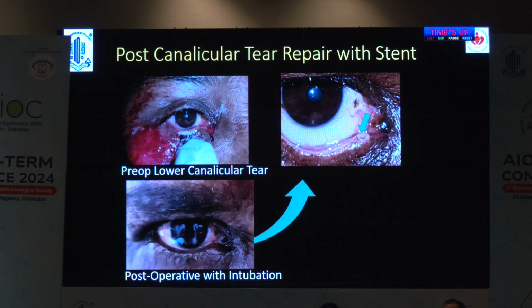So this is a post-op picture. You can see this collarette outside the punctum, and you can keep it for 6 weeks to 3 months, and then you can remove it under the magnification of the slit lamp or the loupe. You just pull this collarette with the tooth forceps and pull it out.